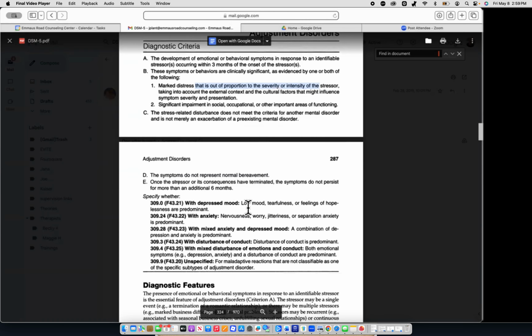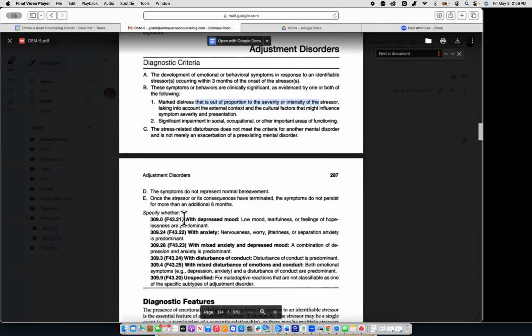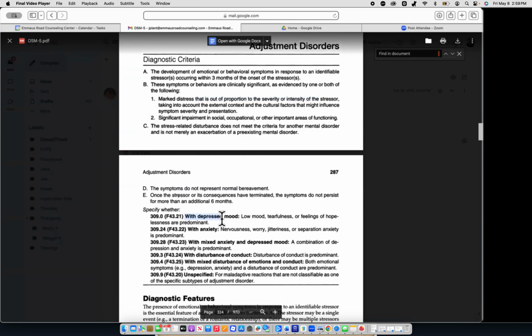Okay, there are some specifiers here for adjustment disorder. It's with depressed mood. This is if the marked distress out of the stressor comes with depression symptoms, low mood, tearfulness, feelings of hopelessness, or another specifier is with anxiety, nervousness, worry, jitteriness, or it could be mixed anxiety and depressed mood. Then with disturbance of conduct, this is especially true with kids, with children.